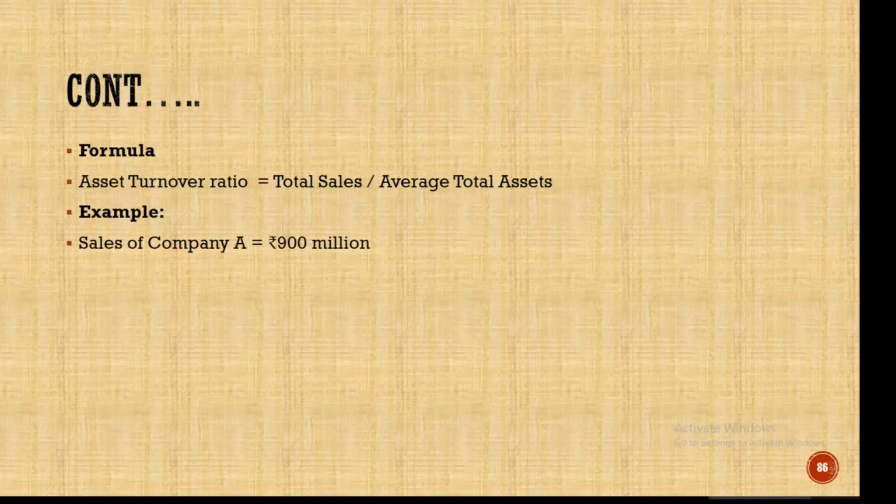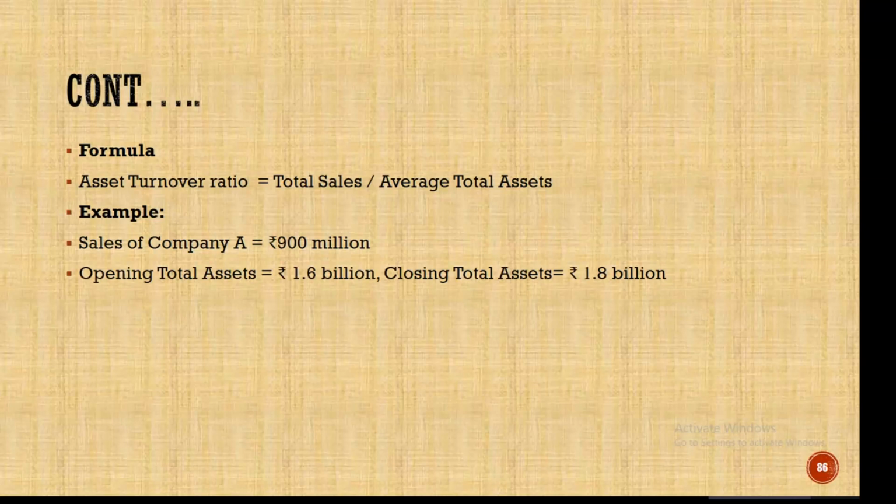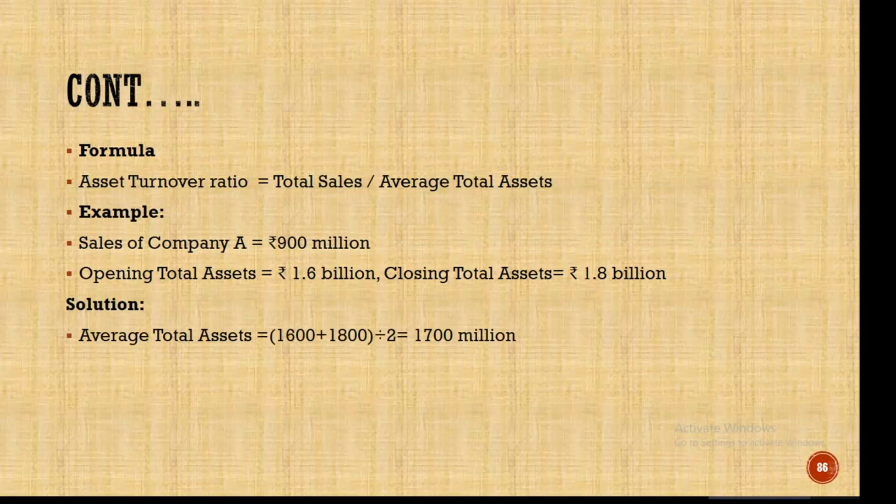Example: sales of the company rupees 900 million, opening total assets 1.6 billion and closing total assets 1.8 billion. So again here also we will calculate the average of total assets, that is 1700 million, and then we will put the figures into the formula and we will arrive at the answer 0.52 as asset turnover ratio of the company.